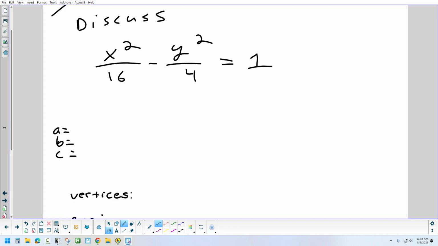Yeah. First one. First denominator. Yeah. The first denominator is A, second denominator is B. So I kind of just told you how to find B. What's B? 2. 2.